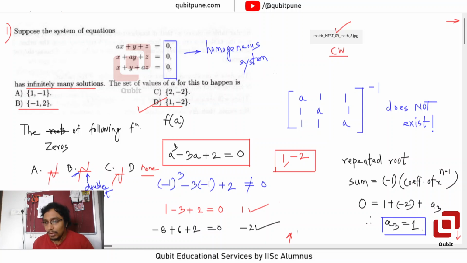Yes, what do you think? Will it have a solution or not? It will have, sir. It will have, क्योंकि 0 0 0 तो हमेशा ही है ना.